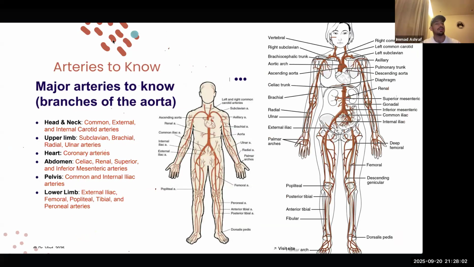Okay, now we get to the fun part too. This is why you joined medicine. You wanted to learn about the body, and now you get to. So I'm going to get my marker out.